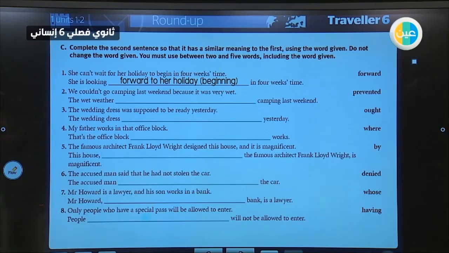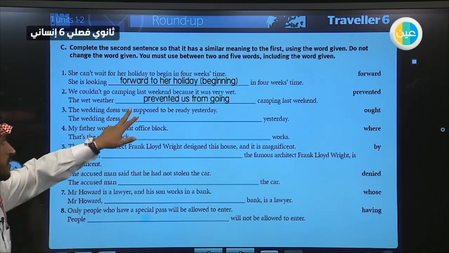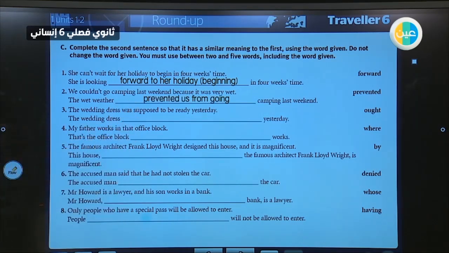Number 2, we couldn't go camping last weekend because it was very wet. Prevented اللي معناها نتجنب. The wet weather prevented us from going camping last weekend.